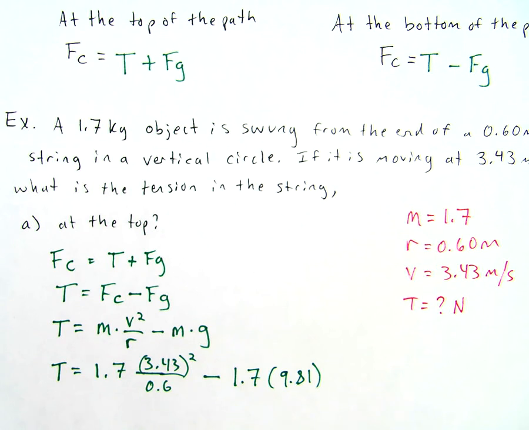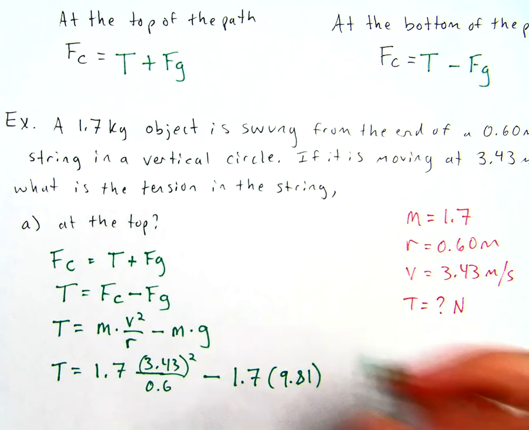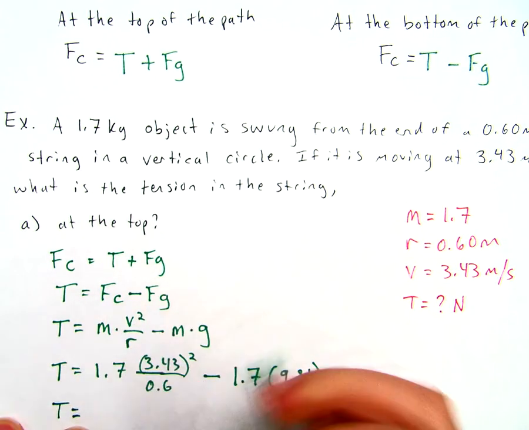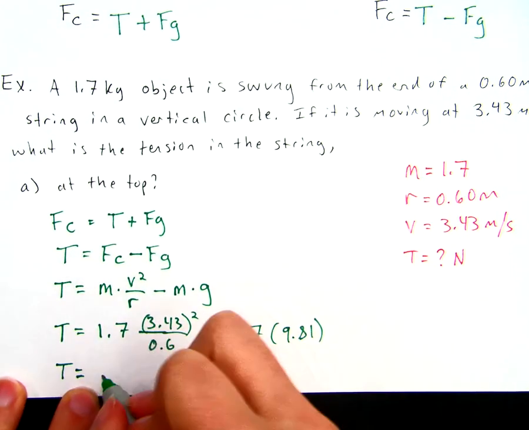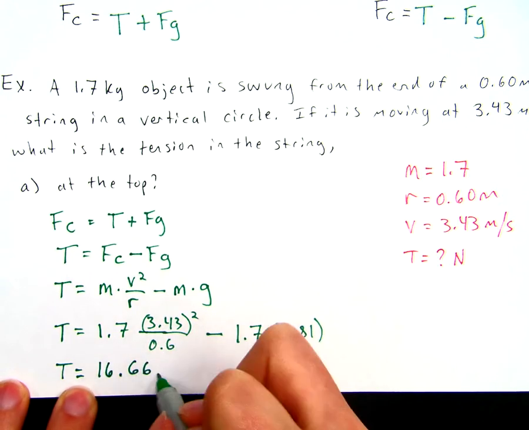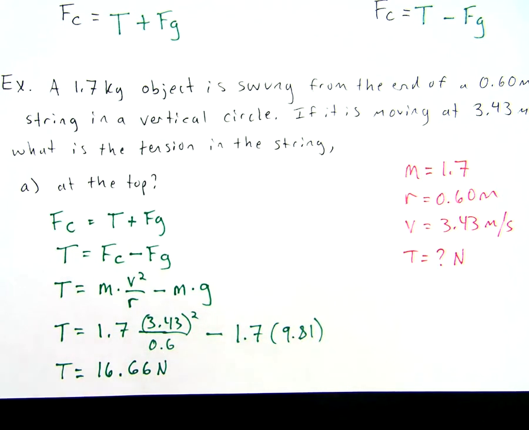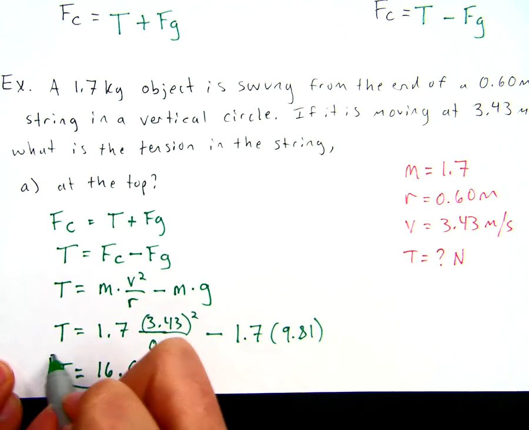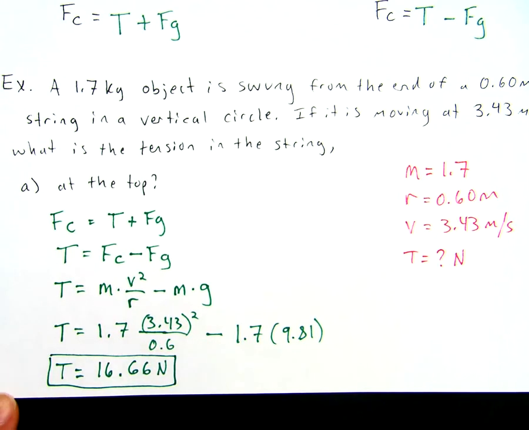Okay, and if you plugged it into your calculator correctly, you should reach an answer of tension equals 16.66 newtons. Okay. So that's the tension of the string at the top of the path.